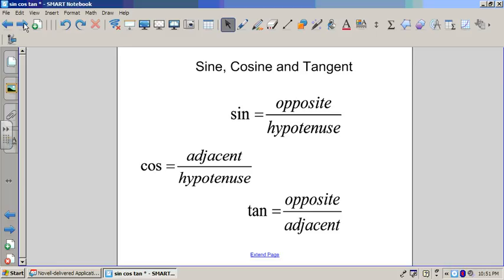The sine is just defined to be the opposite over the hypotenuse. The cosine is defined to be the adjacent over the hypotenuse, and the tangent is defined to be the opposite over the adjacent. These are very, very important functions, and so we expect you to memorize that.